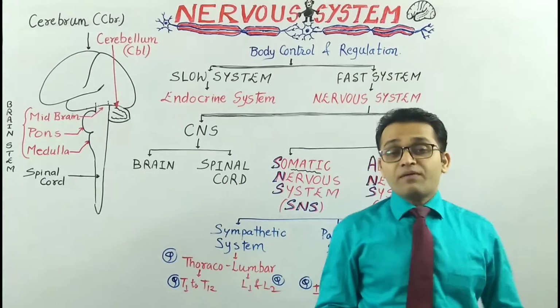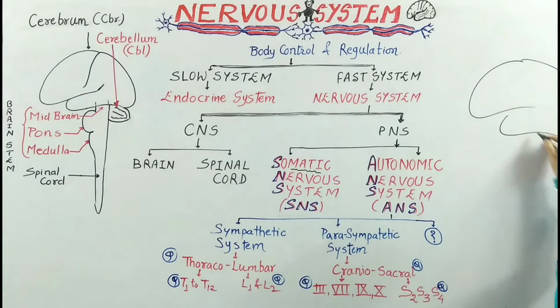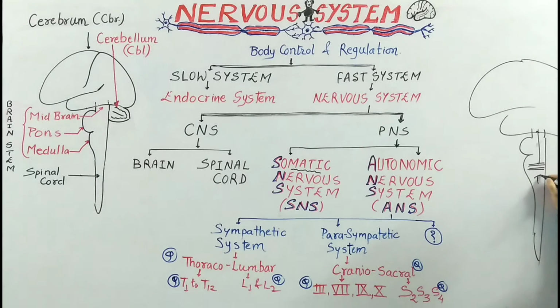So in the physiology part, I will tell you, suppose this is the brain part. This is the cervical part, suppose. This is the brain stem. So this part is the cervical part. This is the thoracic part. Here is the lumbar, then sacrum and the coccyx part. So the sympathetic system is thoraco-lumbar in origin.